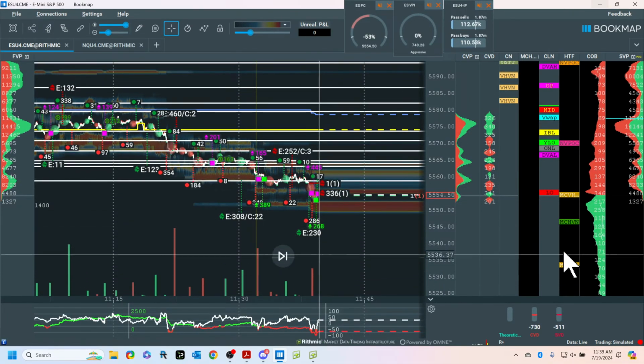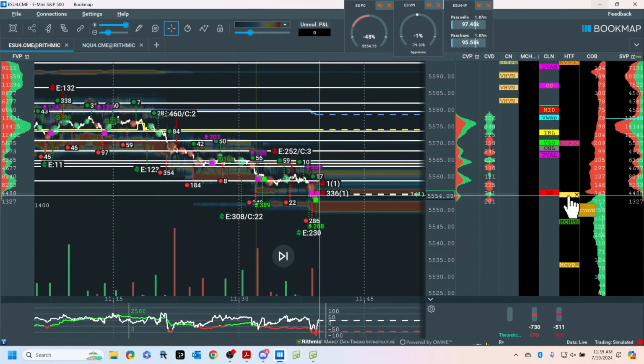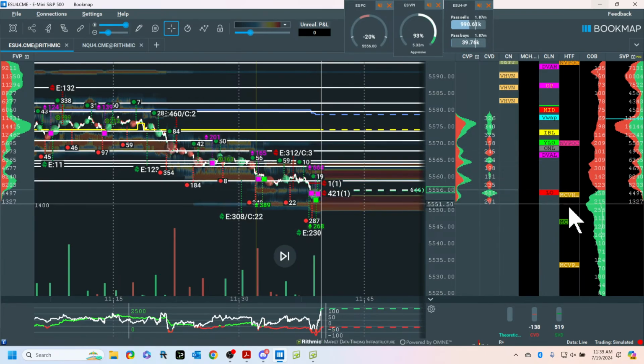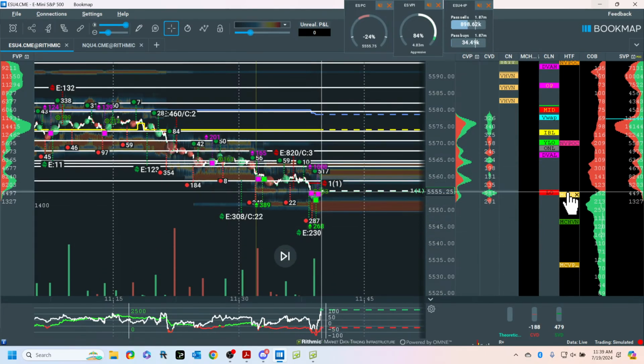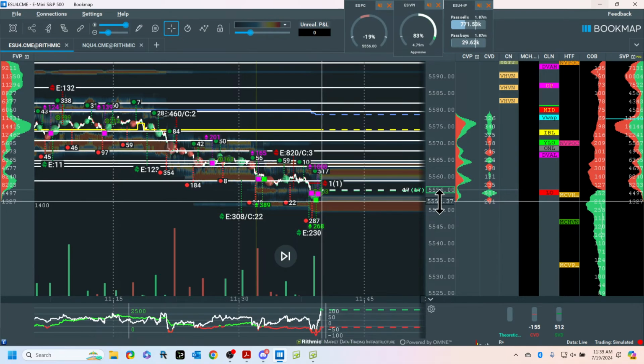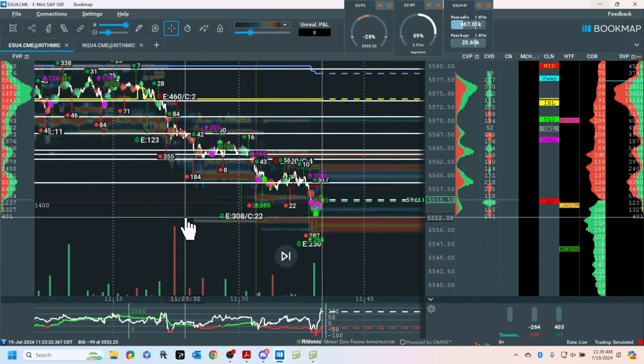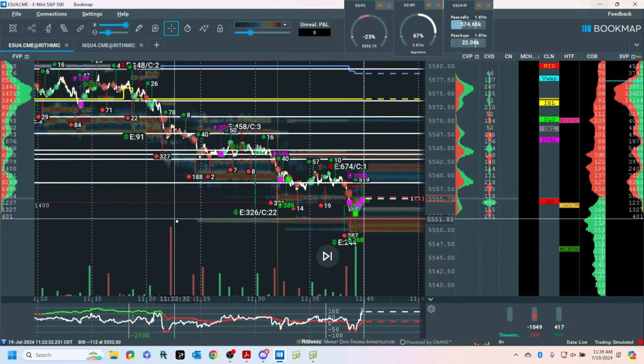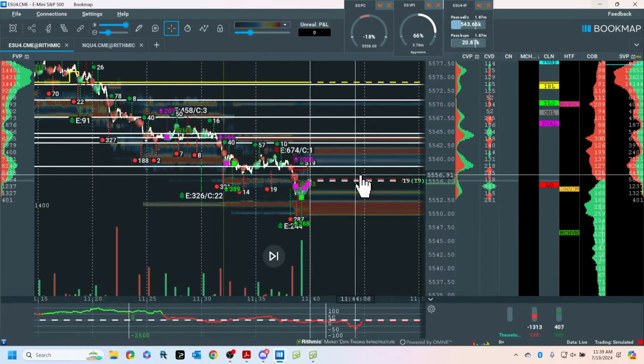So these are targets. Now, the thing about a target is, it's clueless. All they are is levels that were established by participant behavior last time we were here. The market has a tendency to come back and check them. Now, we don't know if it will. That's the beauty of trading. Or when. So will it? I don't know. So let's just watch.